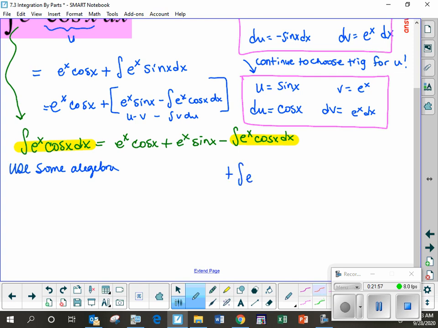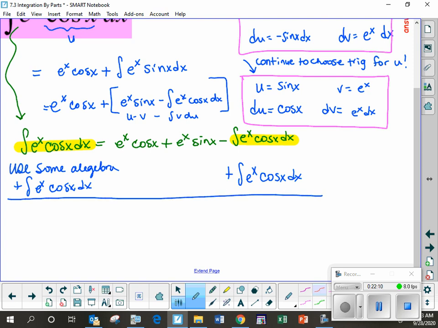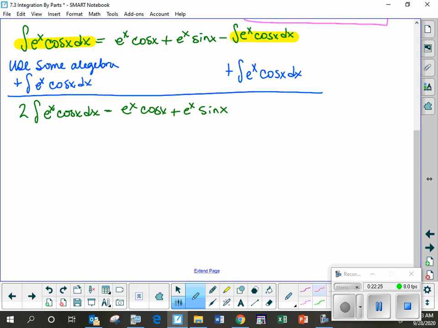Add like terms. Add a like term to each side of our equation. And now we get two integrals of e to the x cosine x dx. It's like we're making this stuff up, isn't it? E to the x cosine x plus e to the x sine x. We're so close. We better get a plus c in here, huh? Now, I don't want to know the answer to two integrals. I just want to know the answer to one integral.